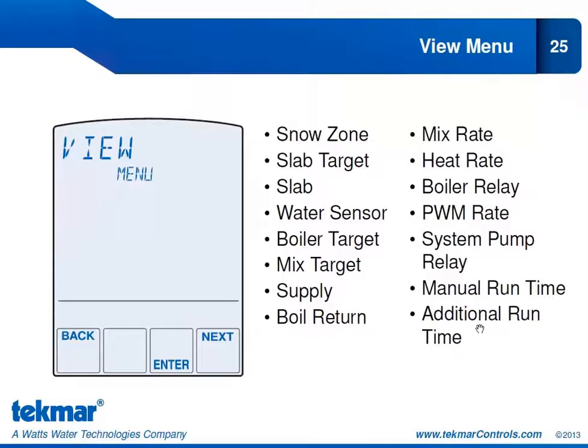Now just to mention for the relays, the boiler relay and the system pump relay, this will show as off or on. Now I mentioned here this only shows what the control thinks the relay should be doing, so we can't use that to test for a stuck relay. And the PWM rate might need a little bit of an explanation. That is the current duty cycle rate of the zone or the boiler for each of those 20-minute cycles.